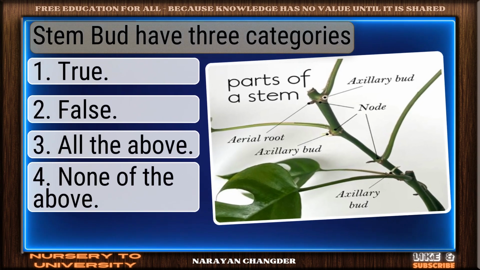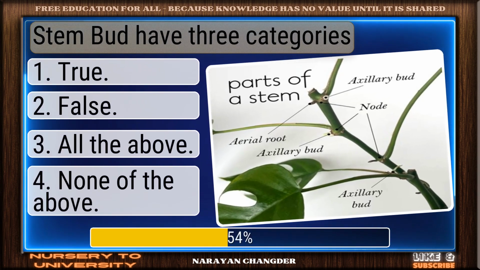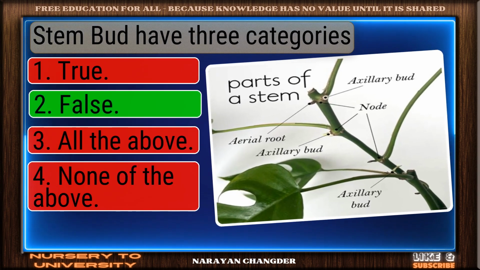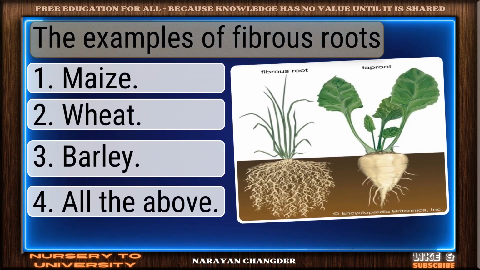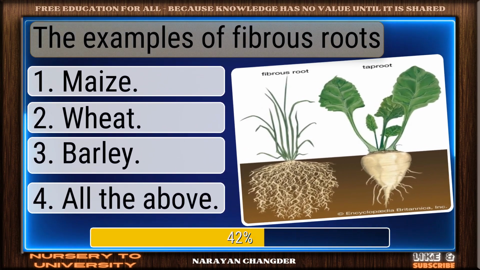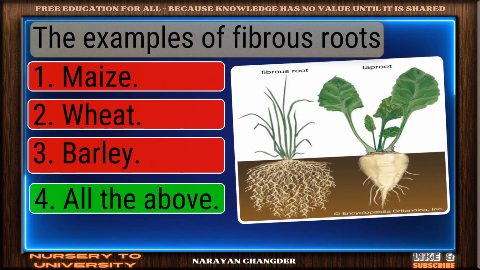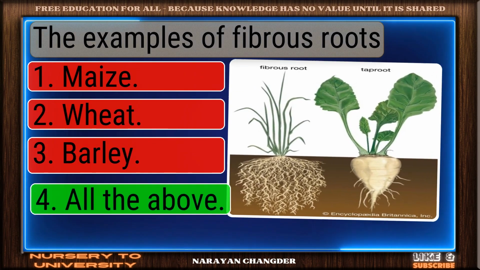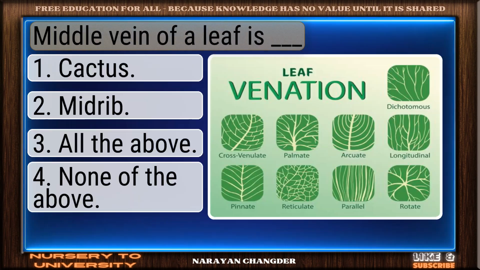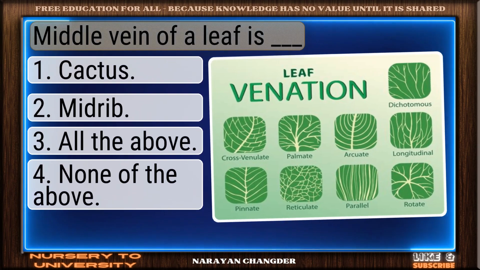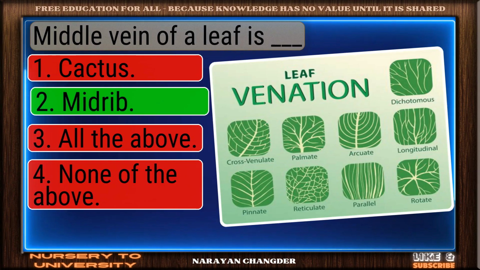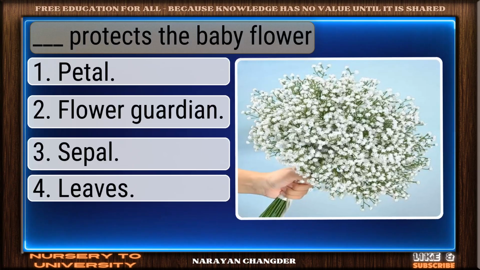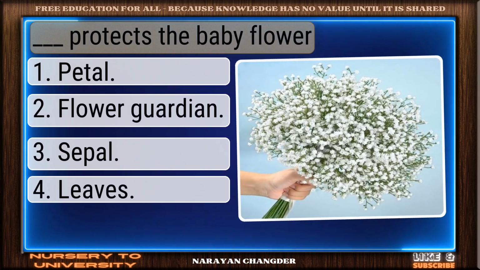Does a stem bud have 3 categories? Perfect. False is the correct choice. The examples of fibrous roots. Correct. All the above is the right answer. The middle vein of a leaf is dash. You got it. Your choice, midrib, is right. Dash protects the baby flower?